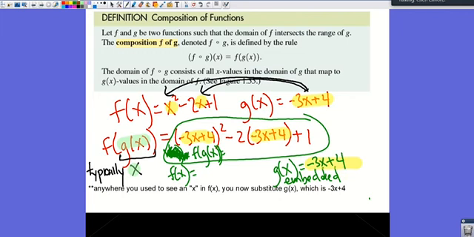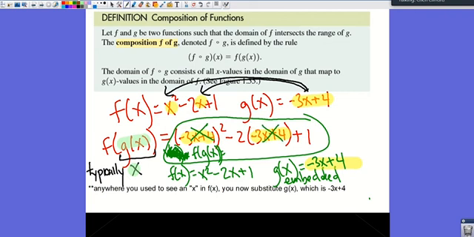So ask yourself, what's the embedded function? That is negative 3x plus 4, which is g of x, and that is embedded within what quote unquote bigger function? It's embedded within x squared minus 2x plus 1, because remember, this is a big fat x.